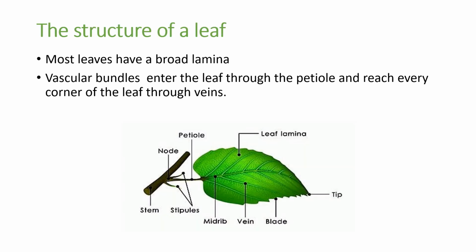The structure of a leaf. Most leaves have a broad lamina. Vascular bundles enter the leaf through the petiole and reach every corner of the leaf through veins.